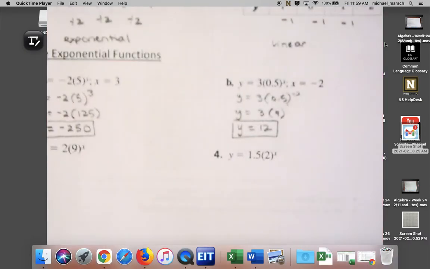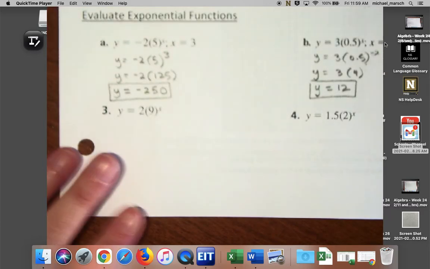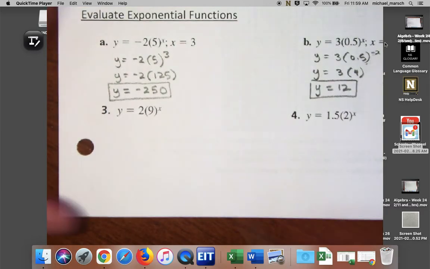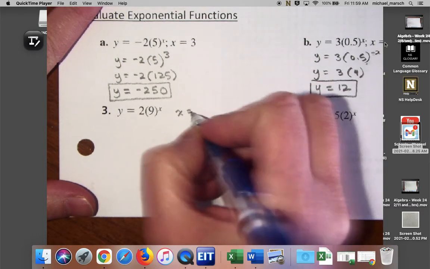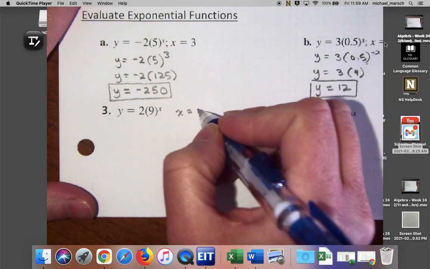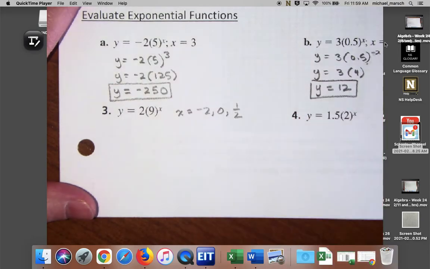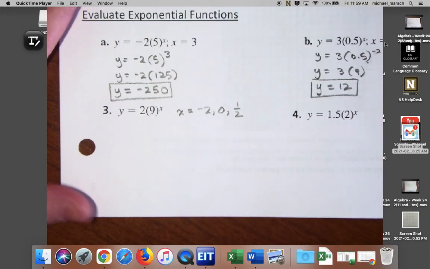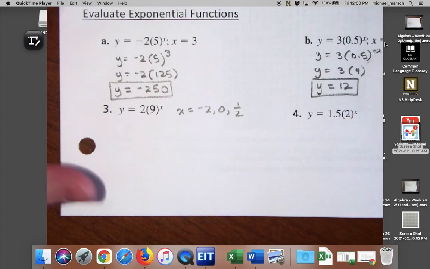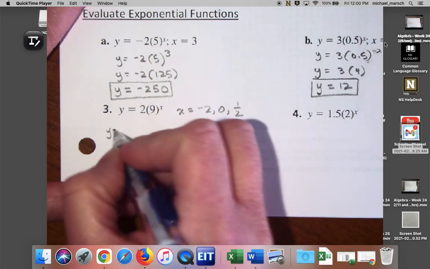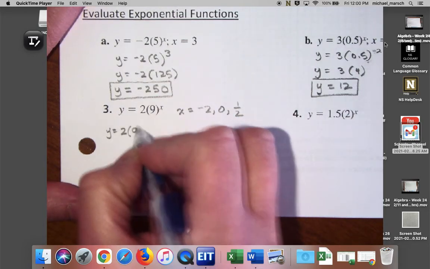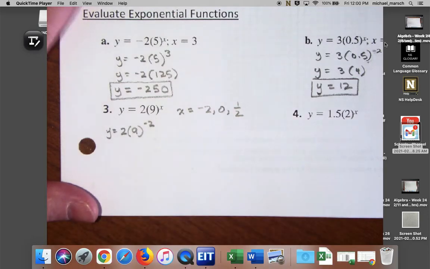Okay. So let's go ahead and take a look at this next one. I didn't give you the x values yet. I want you to solve when x equals, or evaluate, negative 2, 0, and 1/2. So we're going to do the exact same thing we've been doing this whole time. We're going to do y equals 2 times 9 to the negative 2.